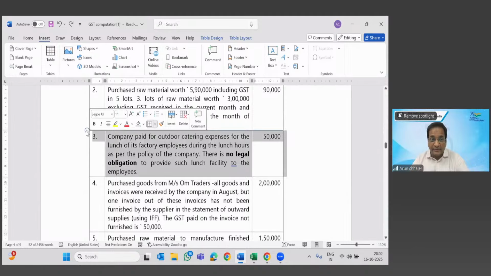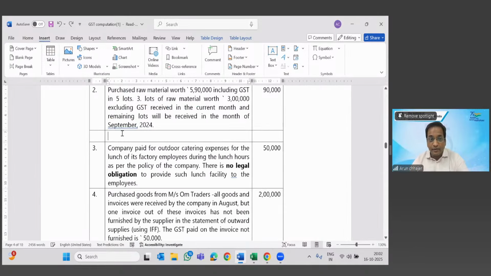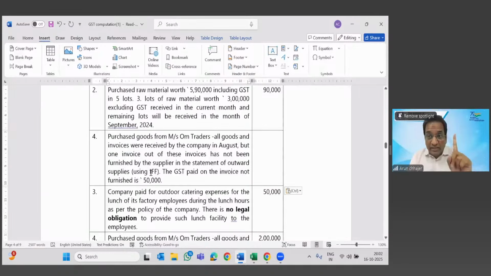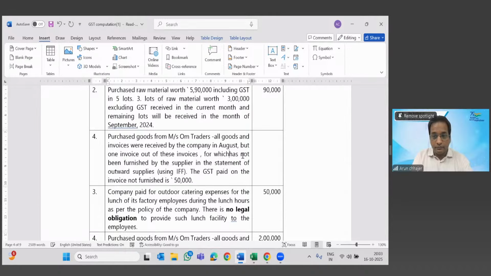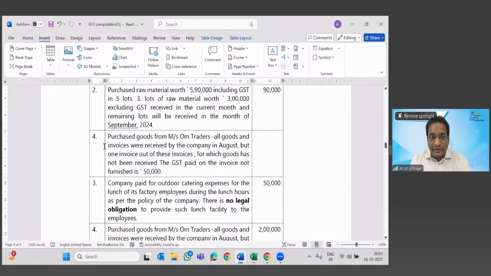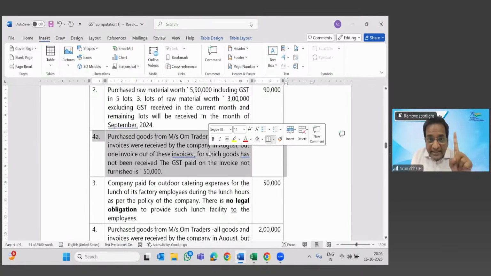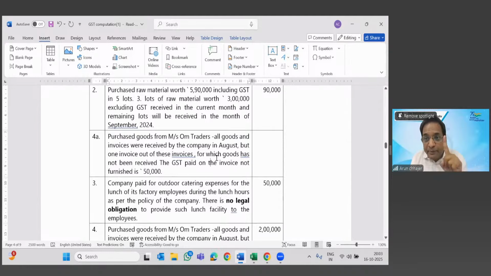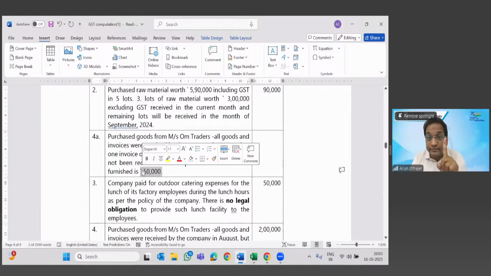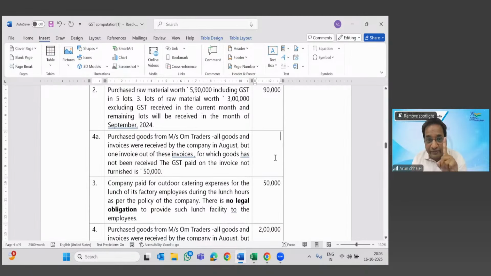So whatever I am discussing now, let me repeat once. What I understood is this: I have treated that you have total multiple invoices of rupees 2 lakh, out of which rupees 50,000 is not being received. Therefore, ITC is available of 150.